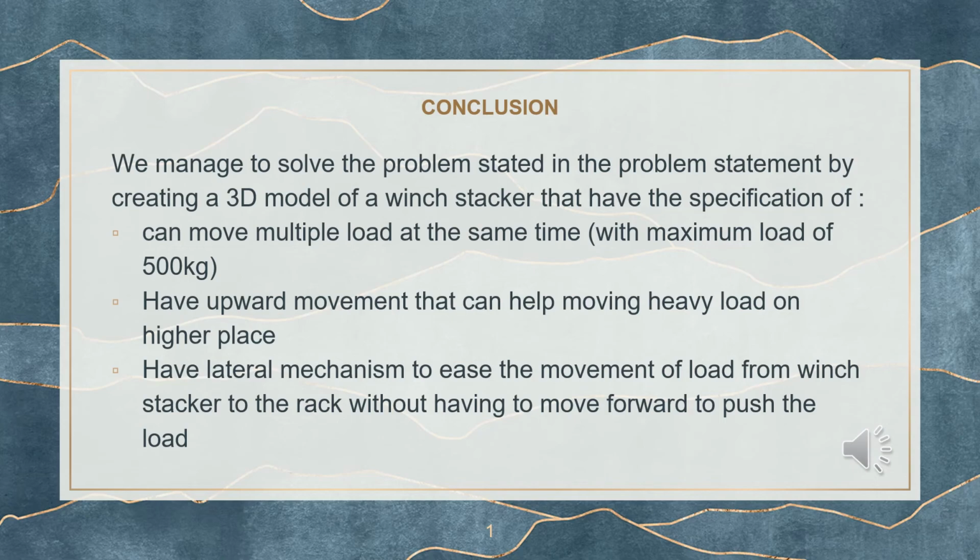Second, it has upward movement that can help move heavy loads to a higher place, as this winch stacker has a higher reach than manual labor, which has a lower reach. And the third one, it has a lateral mechanism to ease the movement of load from the winch stacker to the right without having to move forward. The person can use the pinion gear that has been created there, and then they just need to pull the handle, and it will push the load from the stacker to the designated place manually without having to push the product.